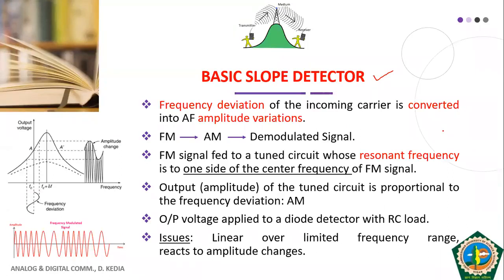As I told you, in the basic FM demodulator, we are going to convert the frequency deviation of the incoming carrier into amplitude variation. I just told you in the previous slide that FM will be converted to AM, and then finally it will be converted to the demodulated signal. So how do we do that? Or how does our basic slope detector work?